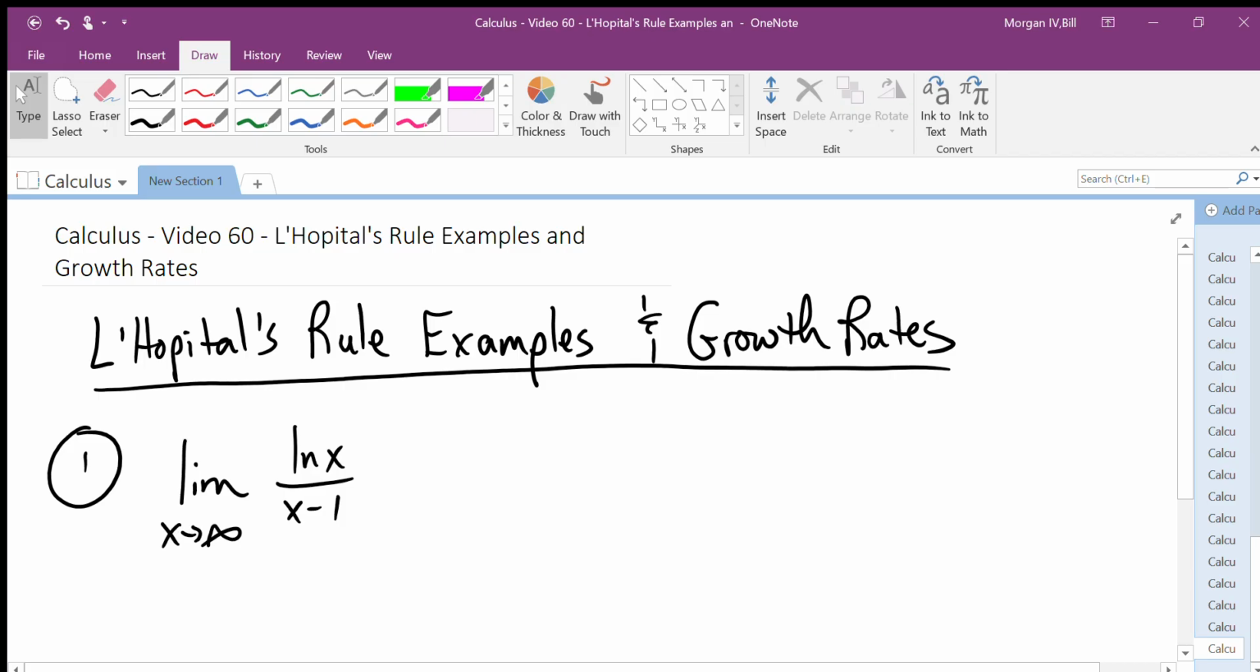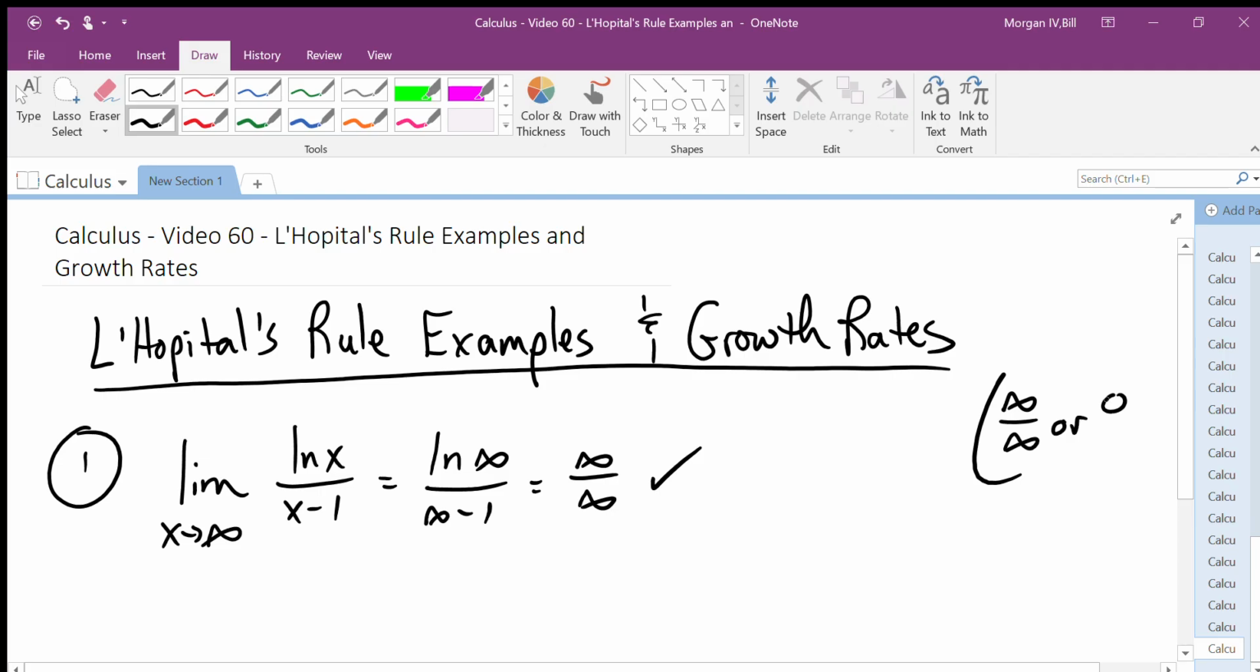Number one, here we have the limit as x goes to infinity of the natural log of x divided by x minus 1. So once again, we're going to let x go to infinity, do some direct substitution. We have the natural log of infinity, which is infinity, and infinity minus 1, which is also infinity. So we get infinity over infinity. That is one of our accepted L'Hopital's rule forms. Remember, for L'Hopital's rule, it either needs to be infinity over infinity or 0 over 0. Then you could use L'Hopital's rule.